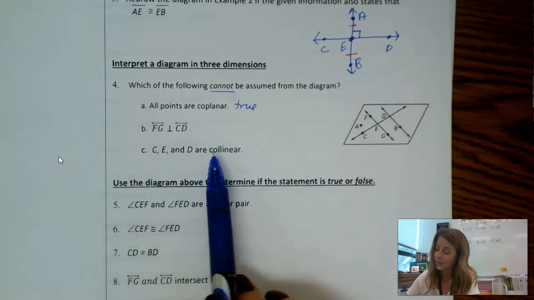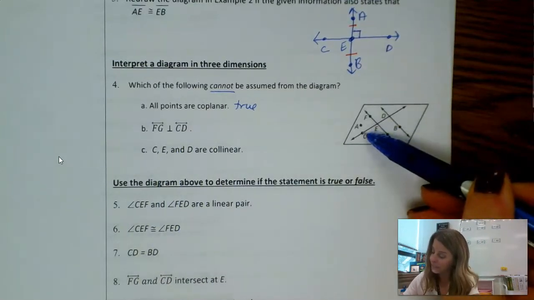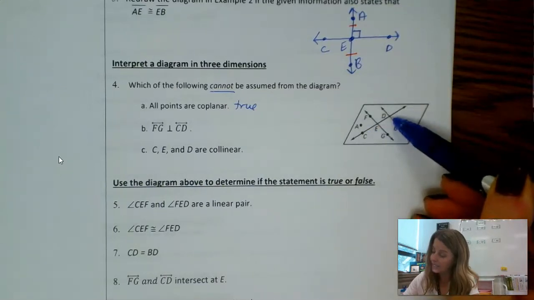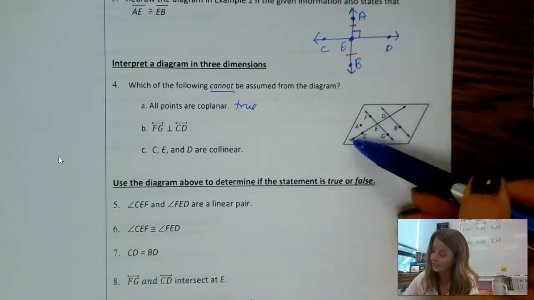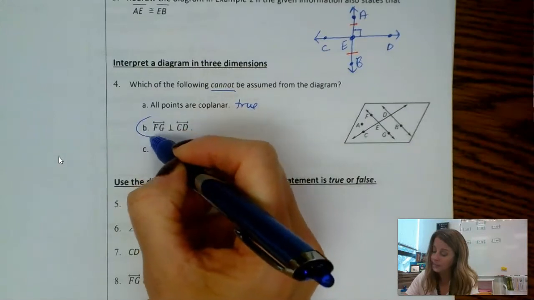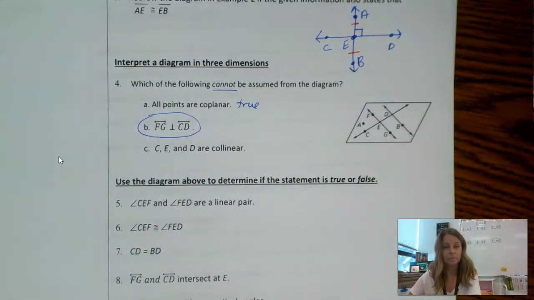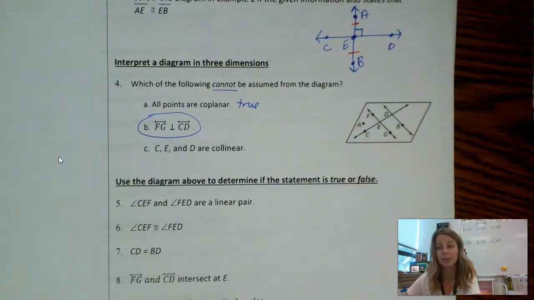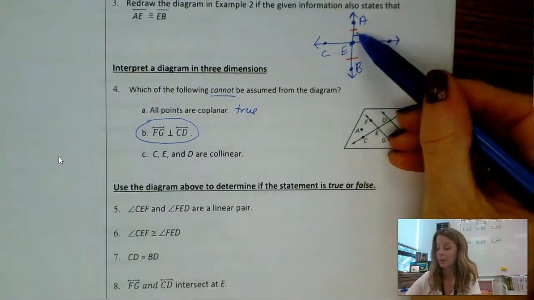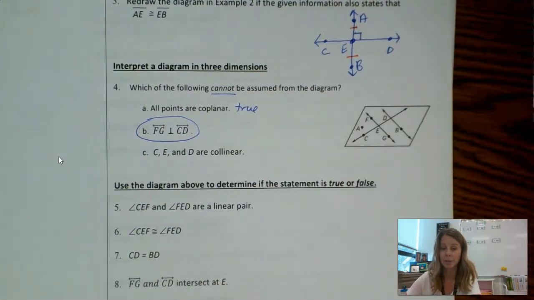Points C, D, and E are collinear. C, E, and D. Yes, they are all on this line right here. That's true. So B is going to be our false, or not false, but we can't necessarily assume it. It could be true, but I need that proof. So, you know, tick marks, right angles, things like that are going to be the proof, regardless of how that diagram is drawn.